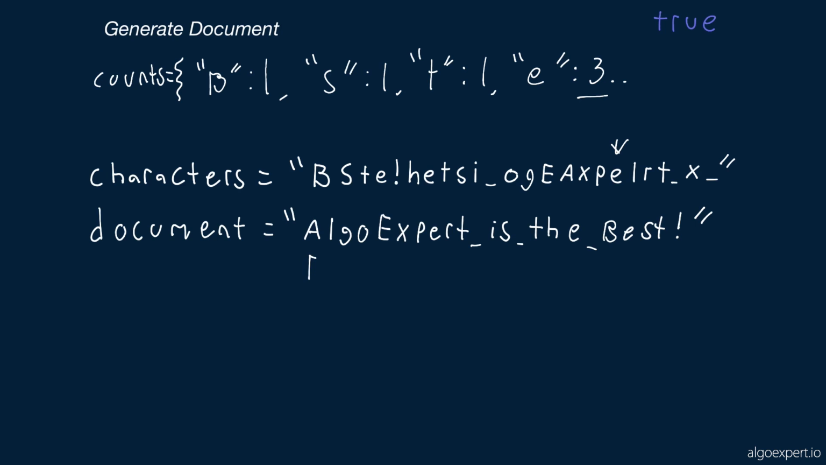But if it does occur in this data structure, then what we need to do is change the value of that character to be -1. So subtract 1 from it. So let's say we have A here. We would have uppercase A, and this is equal to 1. As soon as I see this A, what I'm going to do is subtract 1 from this and change this to 0.